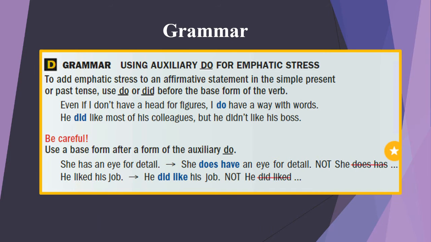We will use the auxiliary do to add emphatic stress to an affirmative statement in the simple present or past tense. We will use do or did before the base form of the verb. For example, even if I don't have a head for figures, I do have a way with words.